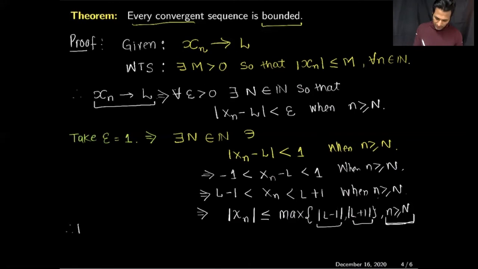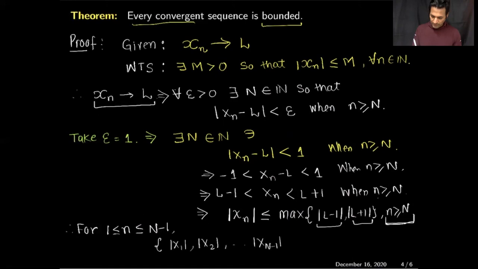So therefore, I also need to show that for 1 ≤ n ≤ N−1, each term of the sequence is also bounded. For 1 ≤ n ≤ N−1, I'm going to consider this set, which is {|x1|, |x2|, ...}. So they are the first N−1 terms of the sequence, and I construct a set out of these terms.